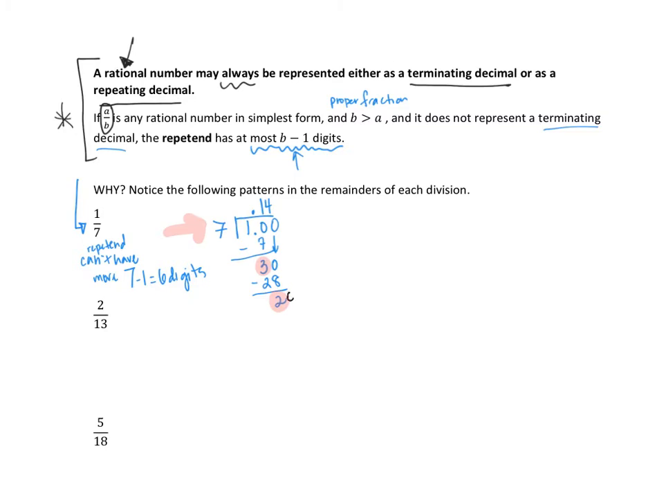If I bring down a 0 again, change colors here, and we're going to go 3, 2 times. That uses up 14, and then we have the 6. Again, that number is less than the 7. Bring down a 0. That's going to go a total of 8, which uses up 56.